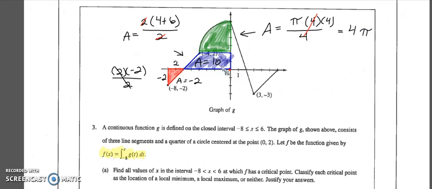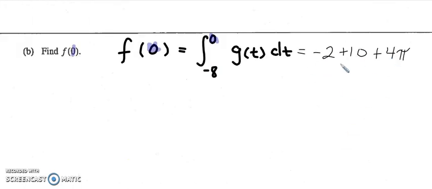Okay, so it's negative 2 plus 10 plus 4 pi for the area in part B. So this integral is negative 2 plus 10 plus 4 pi, which is 8 plus 4 pi. That's your answer.